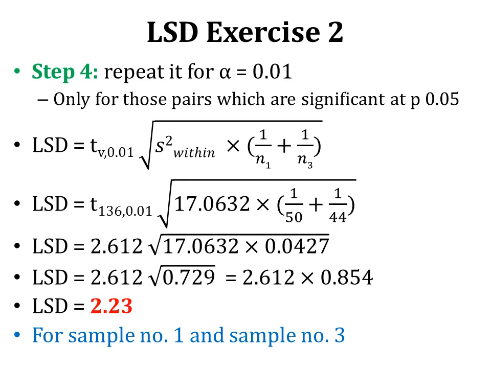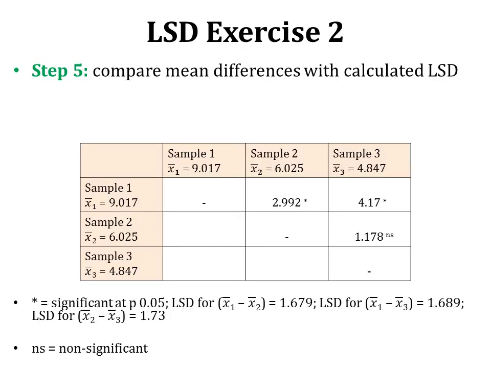Now, do we need to repeat this for sample number 2 and 3? No, because the difference between sample number 2 and 3 is already found to be non-significant. So there is no need to do that at probability level of 0.01. So we are coming to the comparison of the mean differences with calculated LSD. And for which samples are we going to do that? We are going to do that only for those 2 samples which are found significant at 0.05. And this is our first pair of sample number 1 and 2 and second pair of sample 1 and 3. We are not going to do that for the sample number 2 and 3 pair, right?